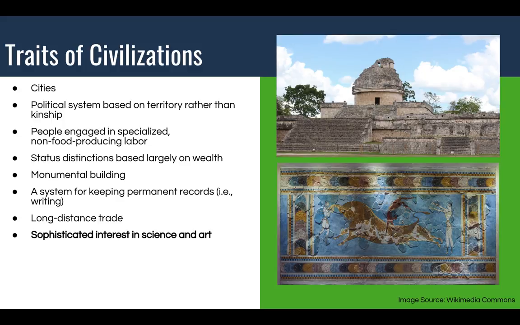So these are our traits of civilization. There are 8 of them. They're things that generally we see in civilizations. However, before you come into class tomorrow, I want you to think, can you think of a civilization that may be missing one or more of these things? Or a society that you think might be considered a civilization, but doesn't necessarily meet this definition? And if you can, I'd like to talk with you about it, because there are some that come to mind for me.